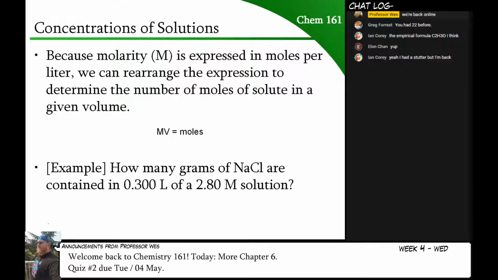Let's suppose that you needed 300 milliliters of this 2.80 molar solution to do an experiment. How many grams of salt are in that? Well, let's find out.